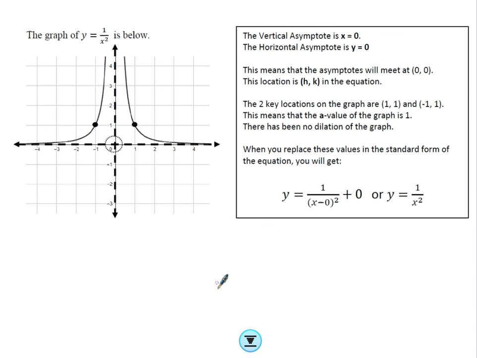Same idea for the next one, 1 over x squared. Again, you have your vertical asymptote at x equals 0, your horizontal asymptote at y equals 0. They again intersect at (0, 0), so that is (h, k). And if you look at the equation down here, h is 0, k is 0, and if you simplify, you get 1 over x squared. Again, here they're talking about the dilations. Because this is at (1, 1) and this is at (negative 1, 1), the a value is 1. Again, when we're talking about graphs, we're going to specifically be just focusing on ones that have an a of 1. Only when we get to equations themselves will we be doing other things.